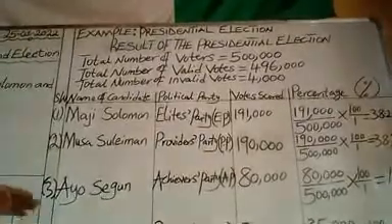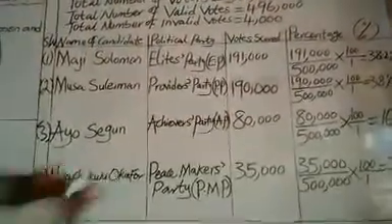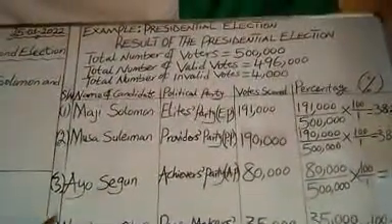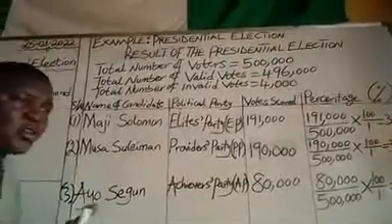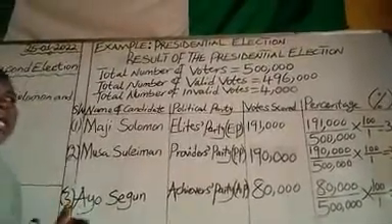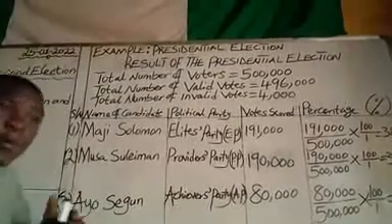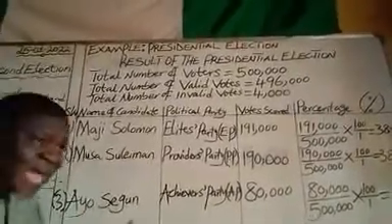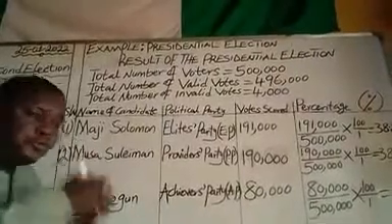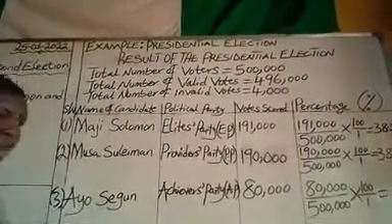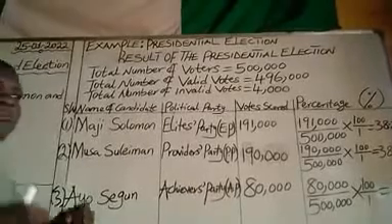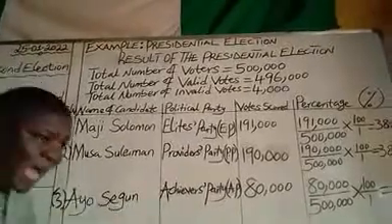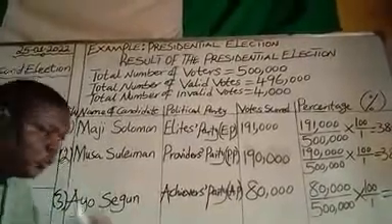Okay, now, runoff election has to be conducted. Second election has to be conducted to ensure that a winning candidate meets the required threshold of votes.